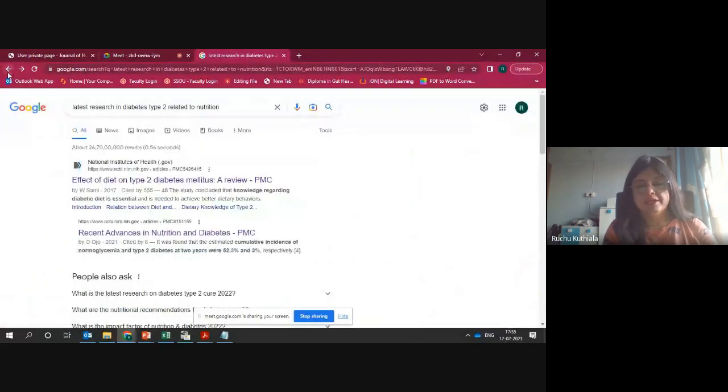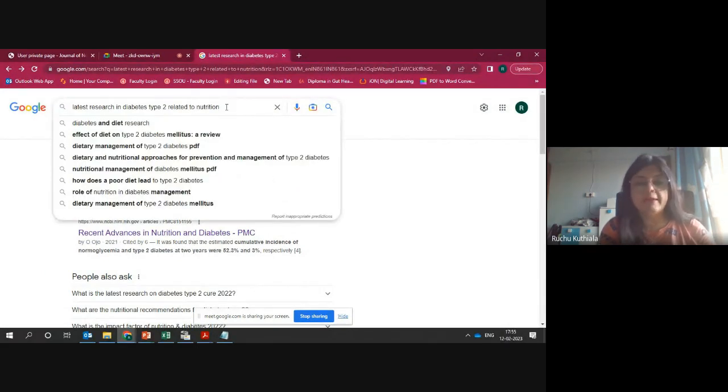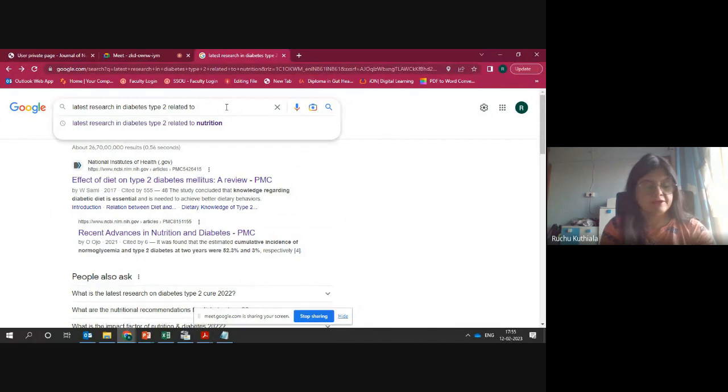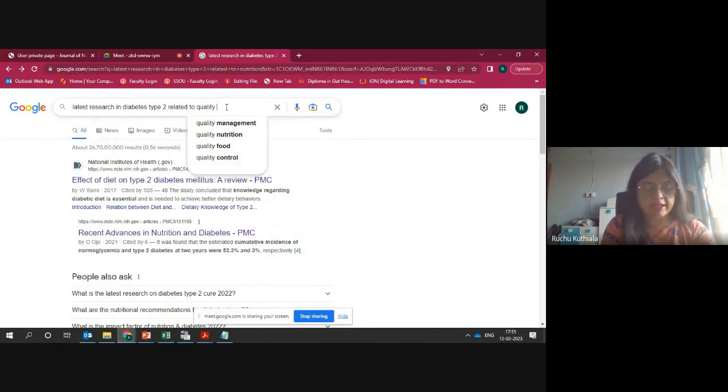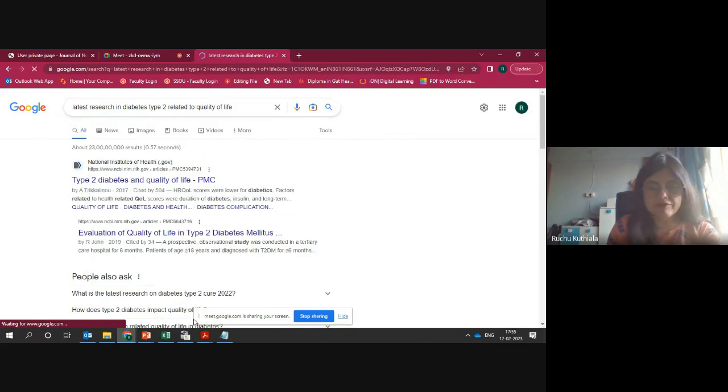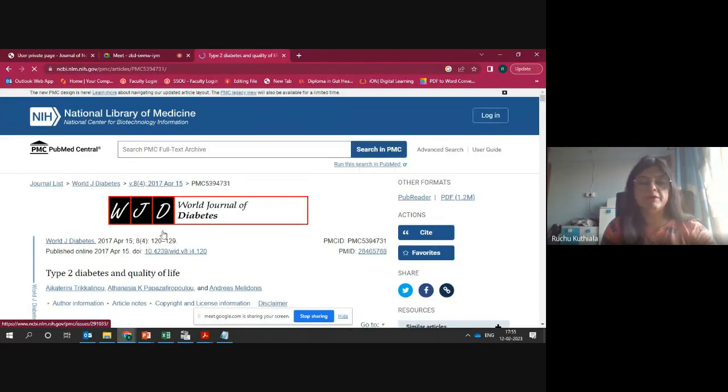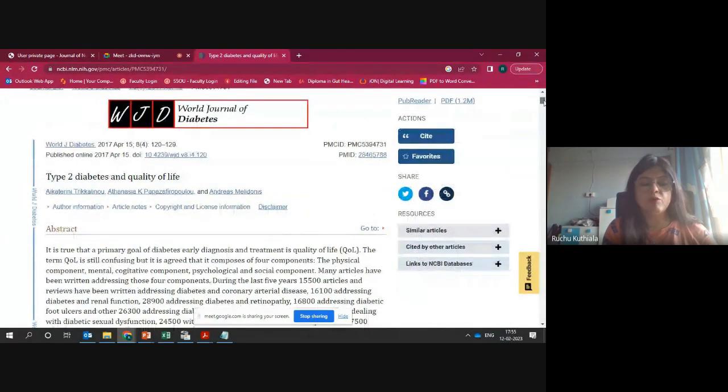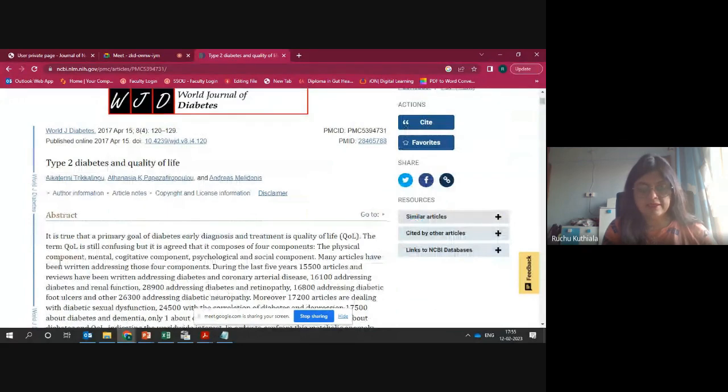Now I want to work on something about quality of life in diabetic patients. So what I do is related to quality of life. You need to be very precise about your filters. So I can see over here, there are a few research papers regarding quality of life. Once I open this, it is a research paper in the National Library of Medicine, where quality of life was assessed, and in the abstract I can read what they have done.